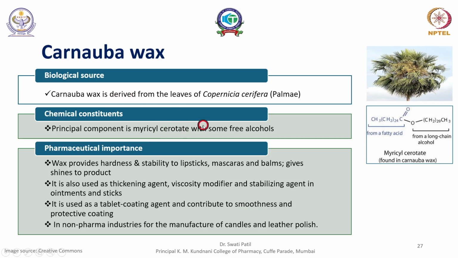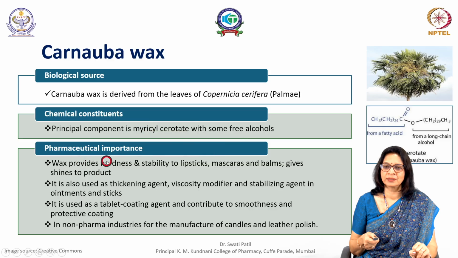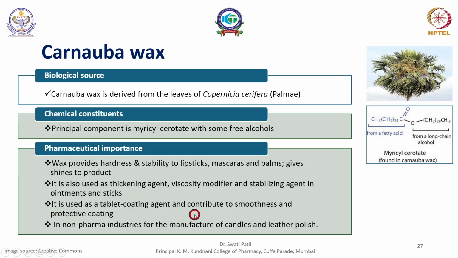Carnauba wax, which is derived from leaves of Copernicia cerifera, has as its principal component myricyl cerotate. This wax provides hardness and stability to formulations like lipsticks, mascaras, and balms, and gives the product a nice shine when used. It is also used as a thickening agent, viscosity modifier, and stabilizing agent in ointments and sticks. The other use is as a tablet coating agent, and it contributes to smoothness and a protective coating in the formulation.